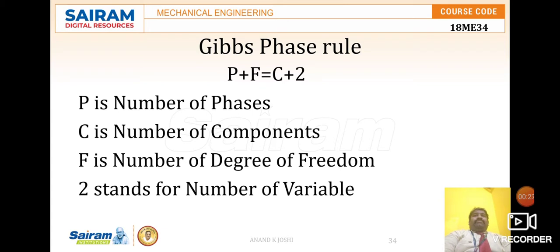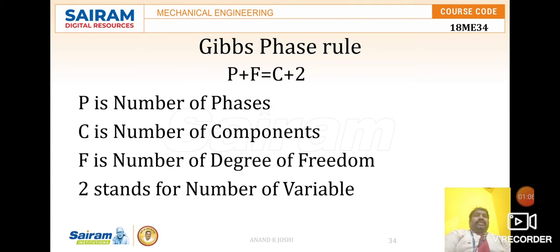The phase rule, or commonly known as Gibbs rule, is expressed mathematically as a general relationship for the existence of stable phases corresponding to the equilibrium conditions. This phase rule is derived from thermodynamic states: P plus F is equal to C plus 2, where P is the number of phases, C is the number of components, F is the number of degrees of freedom, and 2 stands for the number of system variables.